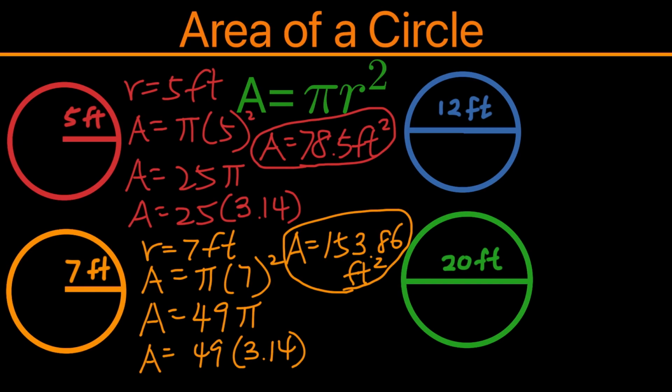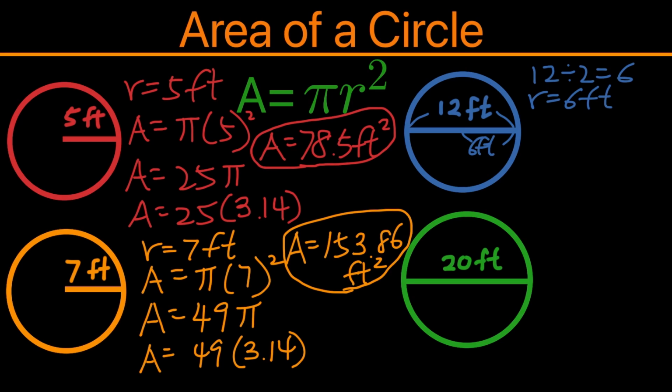Now moving on to the blue circle. In blue circle's case, we have a diameter of 12 feet. So that is the distance across the entire circle. Now our formula is pi r squared, so that means we need to first figure out what the radius is. And the radius is half of the diameter. So we would first take 12 divided by 2 and we get 6. So we know the radius is 6 feet. So r equals 6 feet.